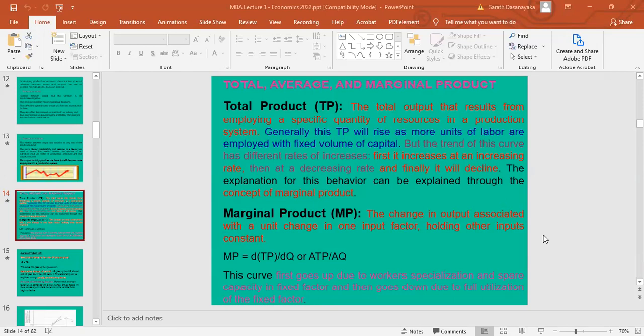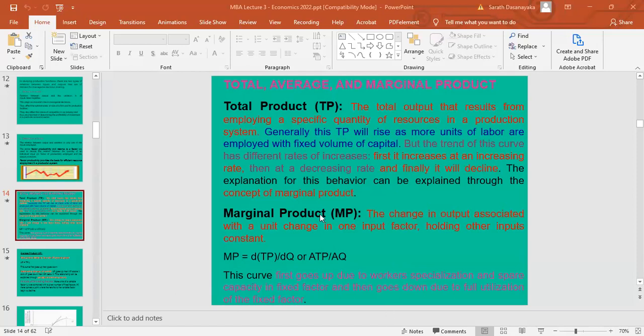The explanation for this behavior can be found through the concept of marginal product. Why is the total product behaving that way? Because of the marginal product. Then you have to learn about the behavior of the marginal product. It is the change in output associated with a unit change in one input factor, holding other inputs constant. Using simple mathematics, MP is the first order differentiation of total product with respect to dL. Then you get the MP curve.